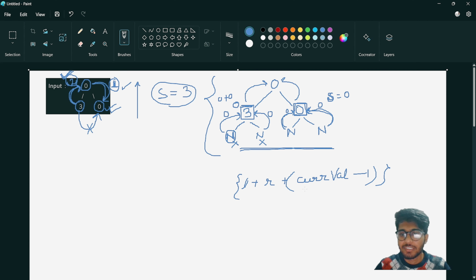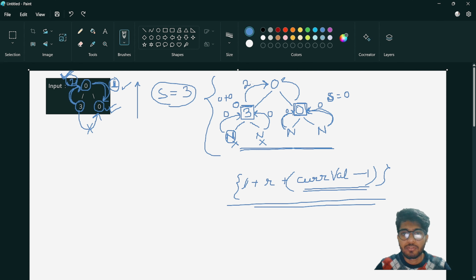Now the question arises why we have subtracted 1 from the current value. This is because we have to keep one candy for this node, for the current node itself. So we have subtracted 1 from the current value and the rest of the candies will be distributed to its root node. That is the reason we have subtracted 1 from the current value. So you can see the left is 0 and the right is 0, the current value is 3 and 3 minus 1 is 2.